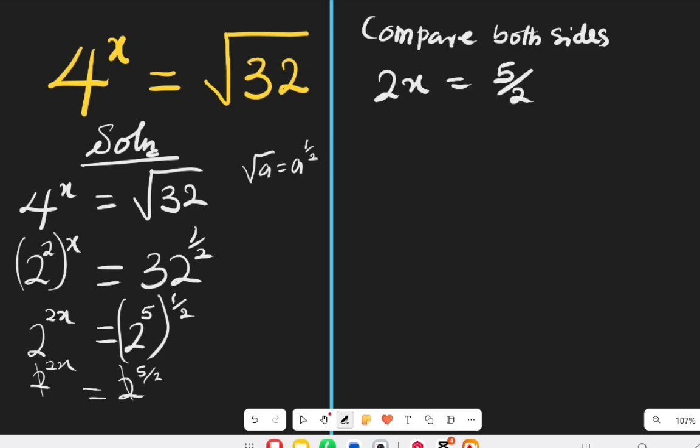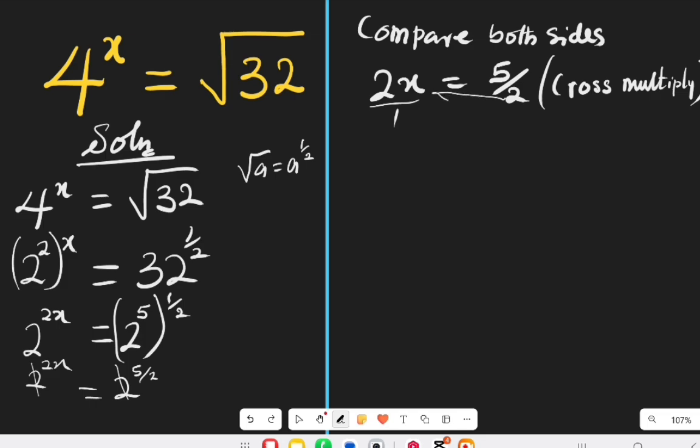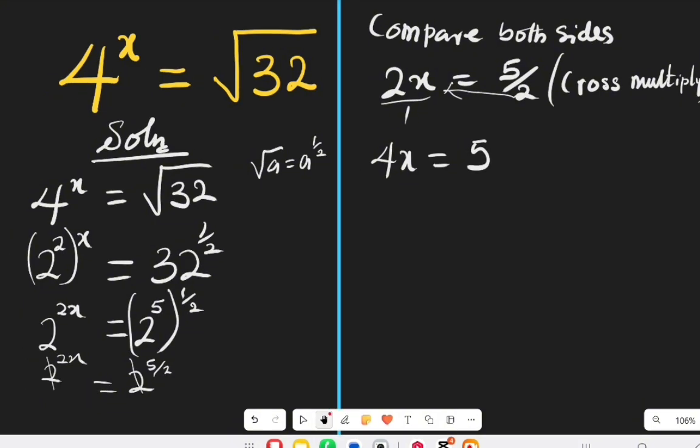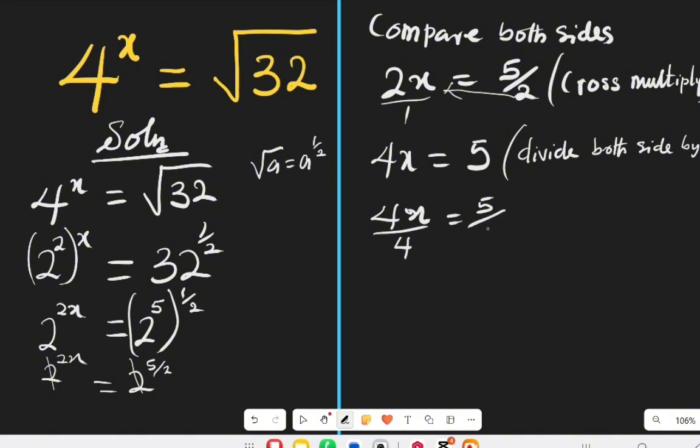Now, the next step, we have to cross multiply. When we cross multiply, this is over 1, 2 times 2x gives us 4x equals 1 times 5 gives us 5. Next step, we divide both sides by the coefficient of x, which is 4. That is 4x all over 4 equals 5 all over 4. 4 cancels 4, left with x equals 5 all over 4.